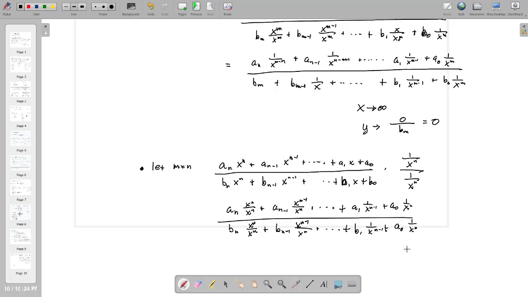Now again, as x goes to infinity, we can see that this will cancel, but everything else, we have a higher degree x in the denominator than the numerator. So as x goes to infinity, since this will reduce to 1 over x, we'll end up with a 0. This will go to 0, this will go to 0, and so on for all the remaining terms. So all we have left is a sub n divided by b sub n. So y will approach a sub n over b sub n.